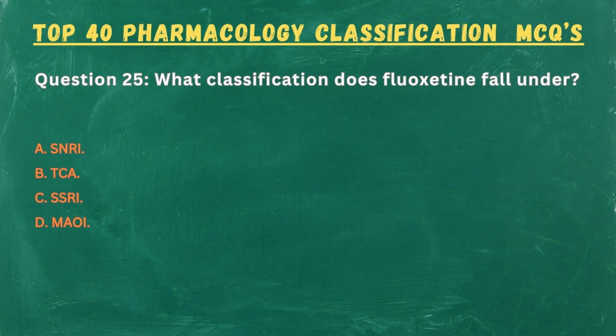Question 25. What classification does fluoxetine fall under? A. SNRI. B. TCA. C. SSRI. D. MAOI. Answer: C. SSRI.